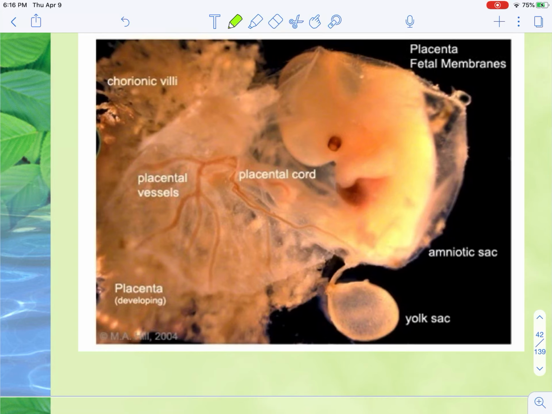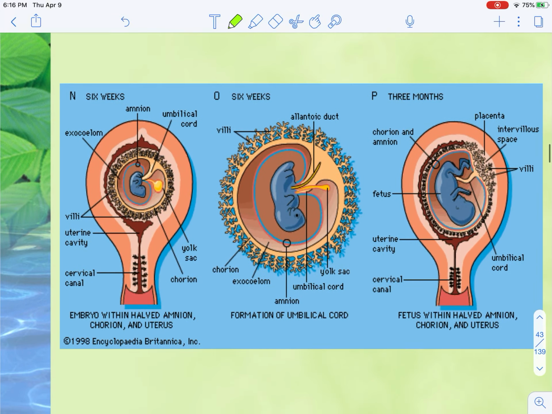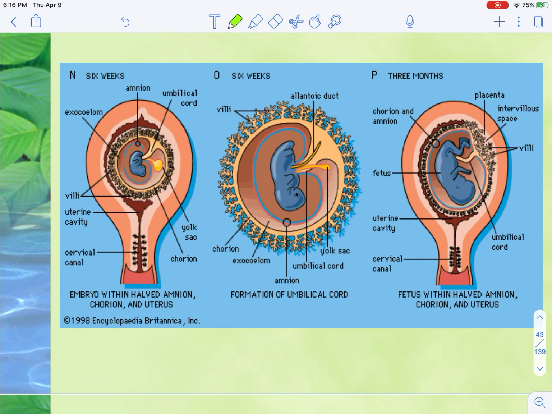Here we see an image of a yolk sac taken very, very early on. Both of these pictures are of 6 weeks, and you can see how early on that yolk sac is visible, and then in a few months you don't see it because it's already gone in. We can also see as time progresses how the placenta is forming.